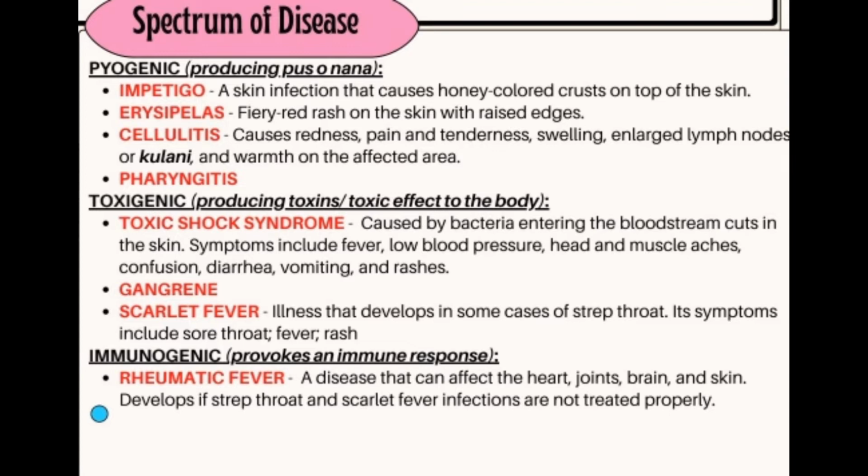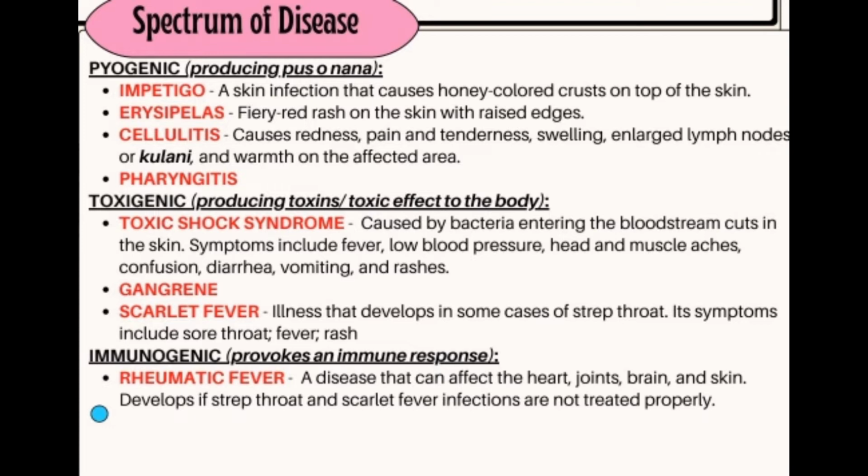And lastly, for diseases that produce pus, we have pharyngitis. It is an infection or irritation of the pharynx or tonsils. It is usually infectious, with most cases being of viral origin and most bacterial cases attributable to group A streptococci or GAS. So next we have toxigenic, meaning producing toxins or having a toxic effect on the body.